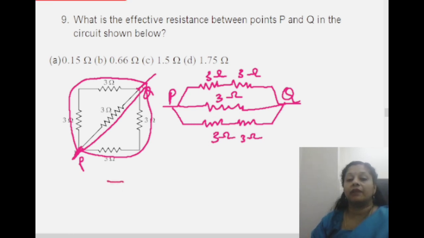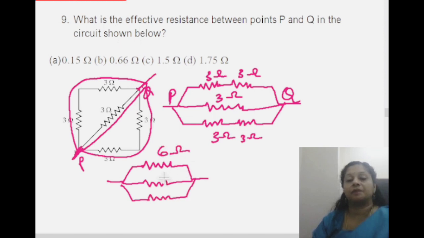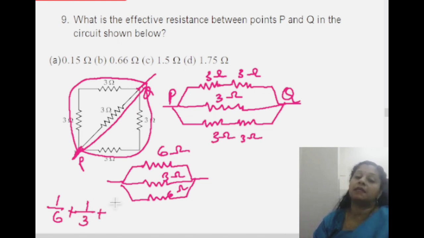Okay. So if I take again 3 and 3, what will I get? 6 ohm, 3 ohm, 6 ohm. Okay. So usually how will we calculate? 1 by 6 plus 1 by 3 plus 1 by 6. But there is a shortcut here. Whenever two equal resistances are in parallel, the total resistance will be half of it.